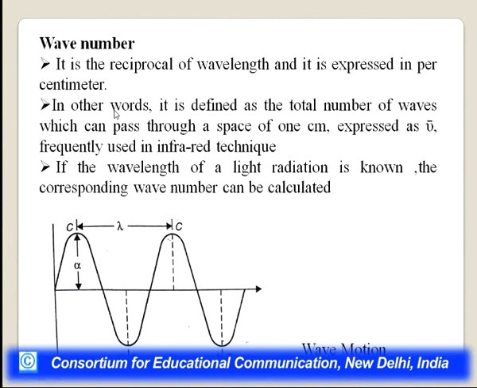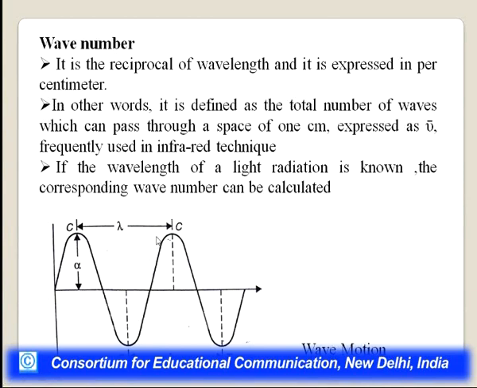What is wave number? It is the reciprocal of wavelength, so it can be expressed in per centimeter. In other words, it is defined as the total number of waves which pass through a space of 1 centimeter, expressed by nu bar, frequently used in IR spectroscopy. If the wavelength of the light radiation is known, the corresponding wave number can be calculated as it is the reciprocal of the wavelength. You can see what lambda is.